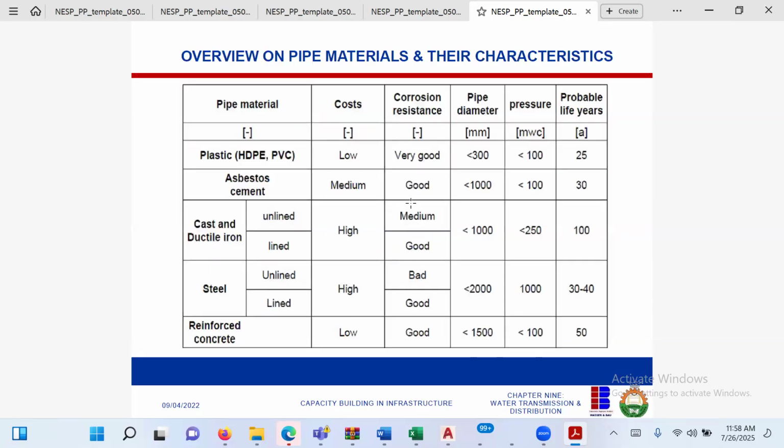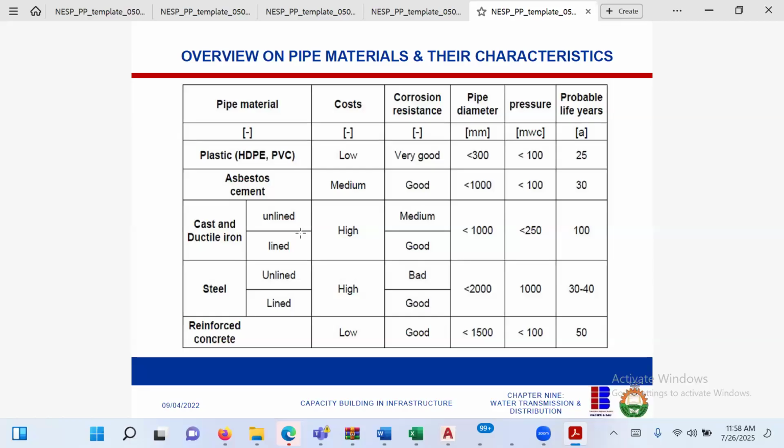These are the lifespan of different materials you can use. Okay. If you can use steel, this is the lifespan. PVC can withstand 110 bars. It can last for 25 years. Please, asbestos can last for 30 years, but nobody uses asbestos again because of carcinogenic risk.